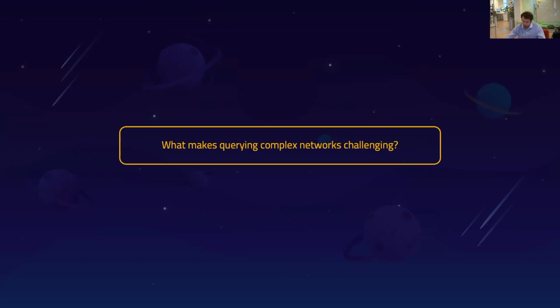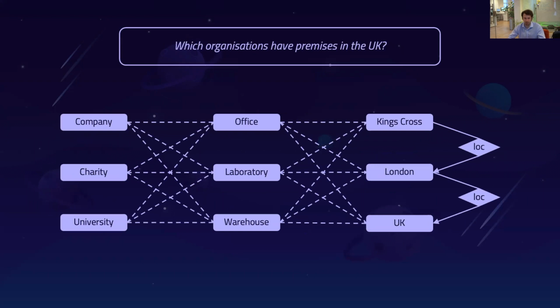But then what makes querying those complex networks so challenging? If we look at an example again from a logistical network, let's say we have a question such as: which organizations have premises in the UK? Let's assume we have 3 different types of organizations: companies, charities, and universities. Let's say we have 3 different types of premises: offices, laboratories, and warehouses, and 3 different types of destinations: cities, wards, or countries.